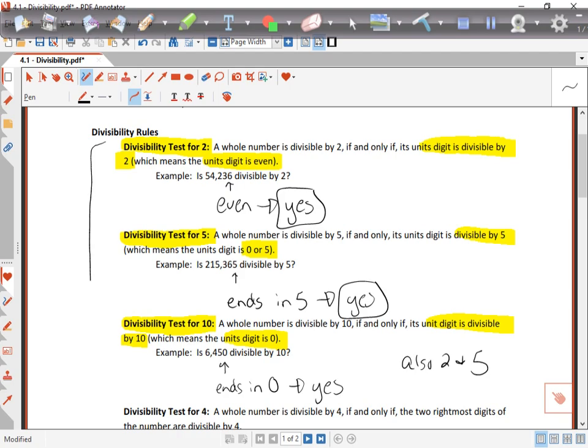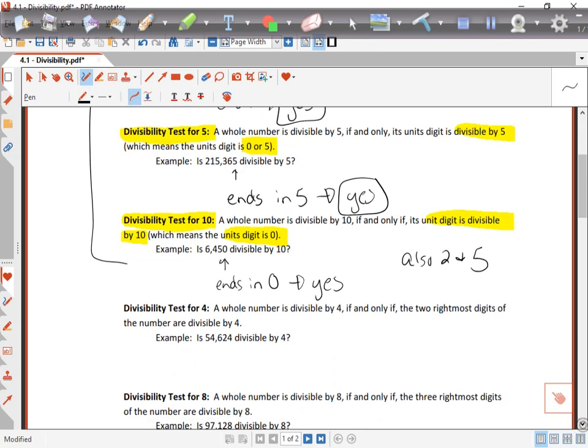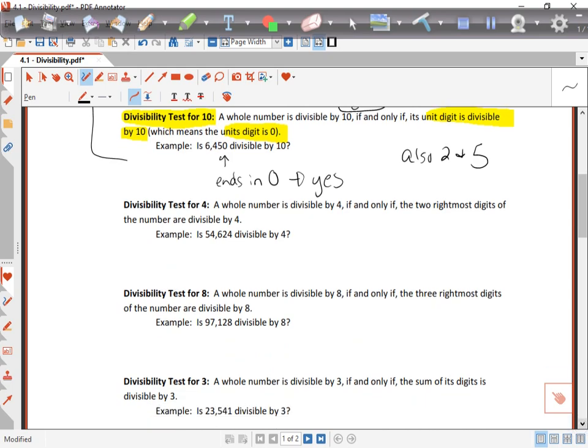These three rules are very similar because we're just looking at the last digit. So I kind of put those together. The next two rules, divisible by 4 and divisible by 8, are very similar. So the divisibility test for 4 is we're going to look at the two rightmost digits. And if those are divisible by 4, then the whole thing is divisible by 4.